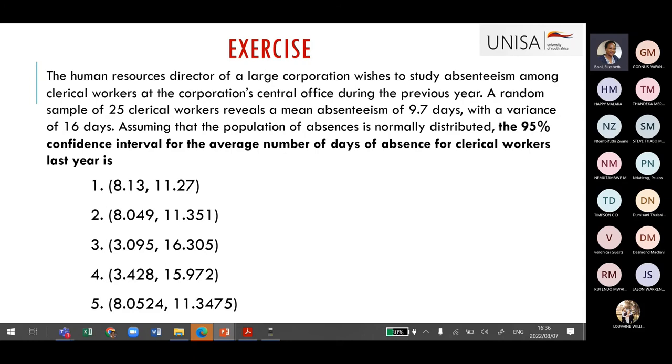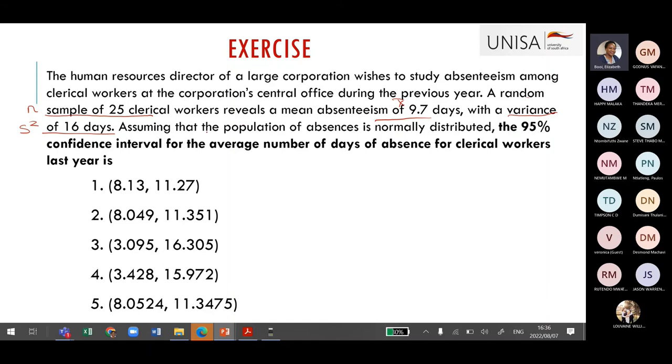Now, let's read this carefully and identify what we're given here. So, a random sample of 25, that is our N, reveals the mean of 9.7. This is our X bar, with a variance. Because this is one sentence, with a variance of 16, because this variance is from this sample of 25, we can assume that this is our S squared, because our variance is S squared.